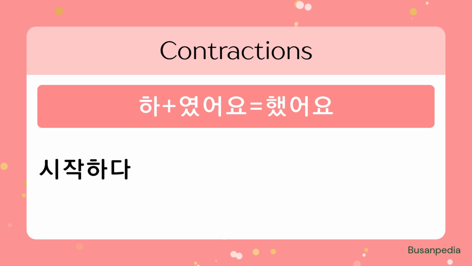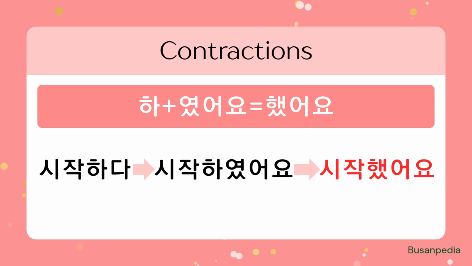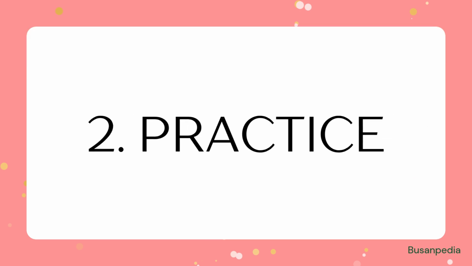Okay, last one. Do you remember the third rule we talked about earlier? For 하다 verbs, you first add 였어요 to the stem 하. So 시작하다 becomes 시작하였어요. But we don't really say it like that in everyday Korean. It contracts to 했어요. So in the end, 시작하다 in the past tense is 시작했어요.